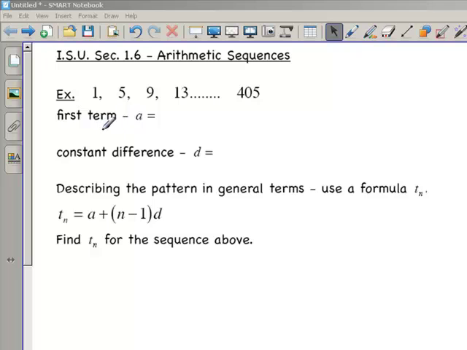So the first term in an arithmetic sequence is labeled with the letter A, and all we're looking for is simply what's the first term? 1. So we're just going to write that in there for A.